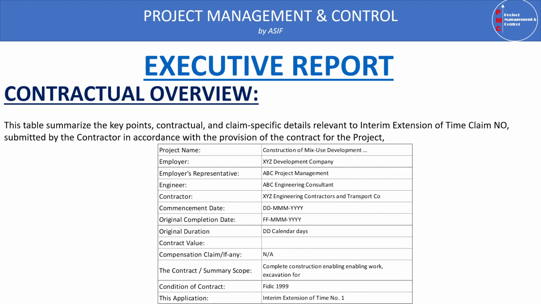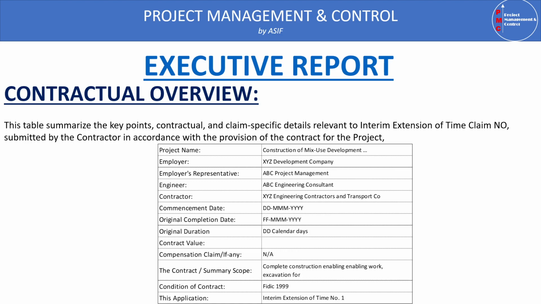The contract summary or scope. Here we have to mention the contract summary, or a summary of the scope at a very high level, for example, construction and completion of a mixed-use development, including all works: enabling, structures, architecture, MEP, and related authorities' approvals, utility connections, and testing and commissioning. Like this, you can make a brief description of the work.